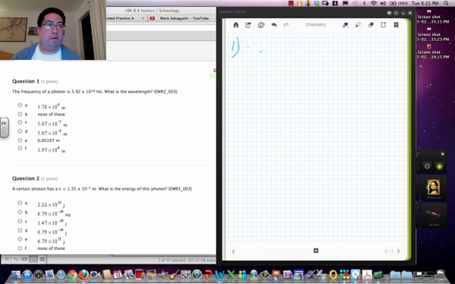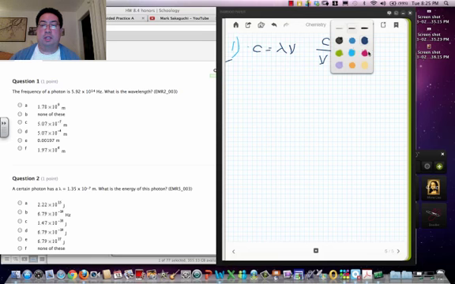So for number one, the frequency of a photon is 5.92 times 10 to the 14th hertz. What's the wavelength? With this one, all we need to do is use c equals lambda times nu, and we're solving for wavelength. You have nu, so c over nu will give you lambda.